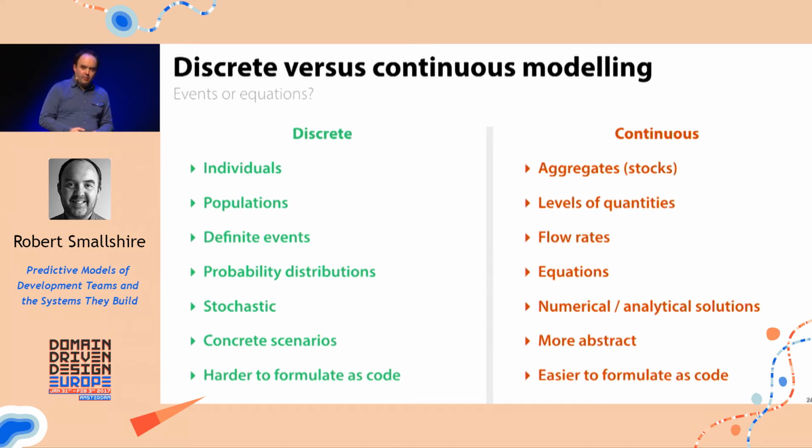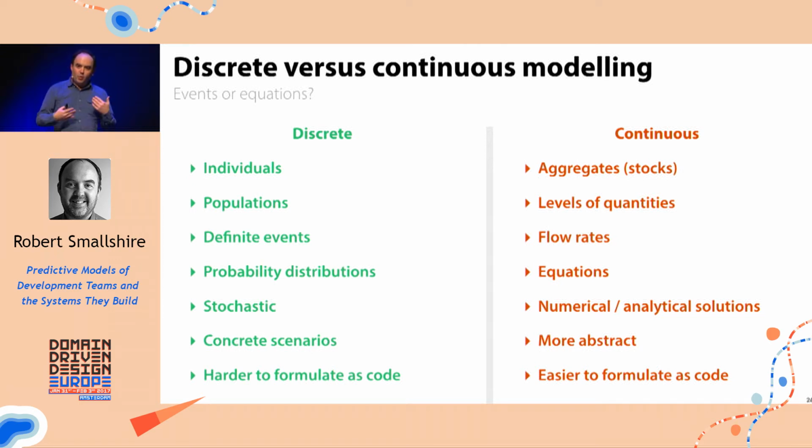I'm going to show you a different type of software simulation now, a continuous simulation. These deal with aggregates, not aggregates in the domain-driven design sense, but aggregates in terms of stocks of things, like a collection of people. These aggregates are analog quantities. We allow ourselves to have 3.2 developers, or 7.5 lines of code. We give ourselves that freedom. We deal with levels of these quantities and flow rates between quantities. These are often called stocks and flows simulations.